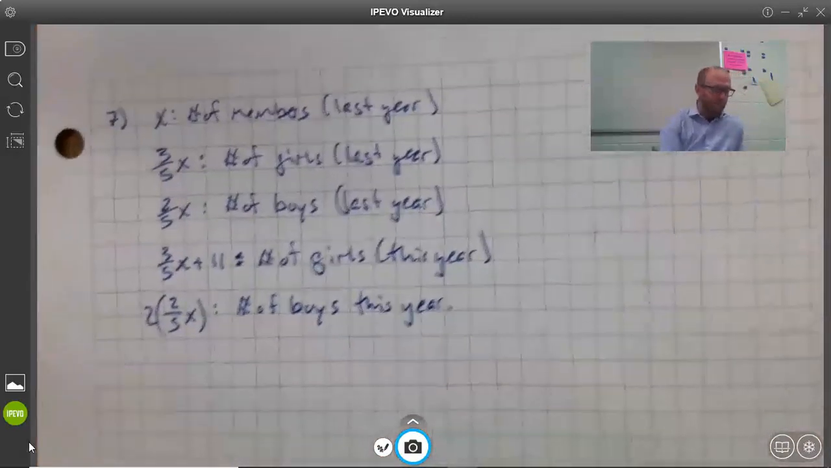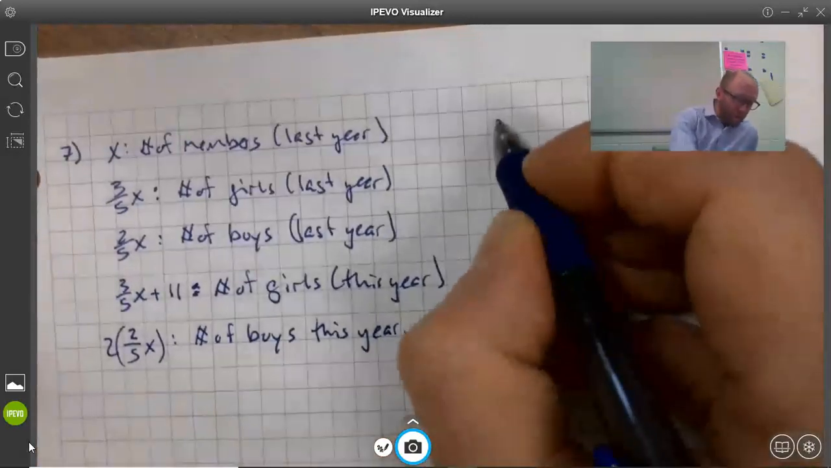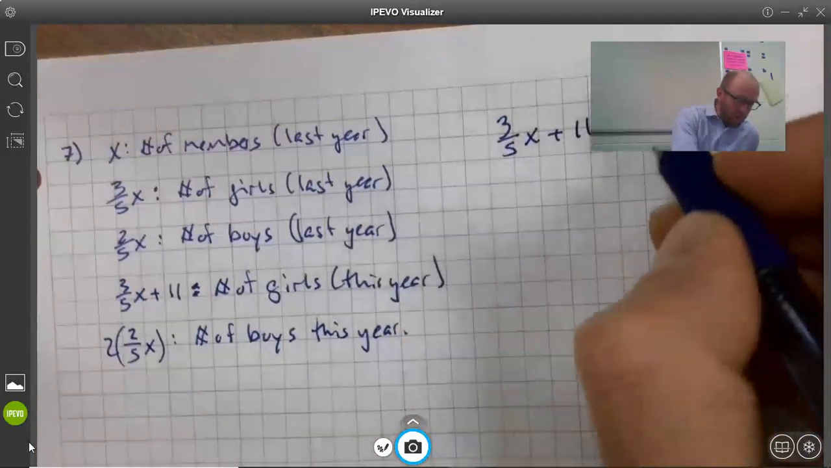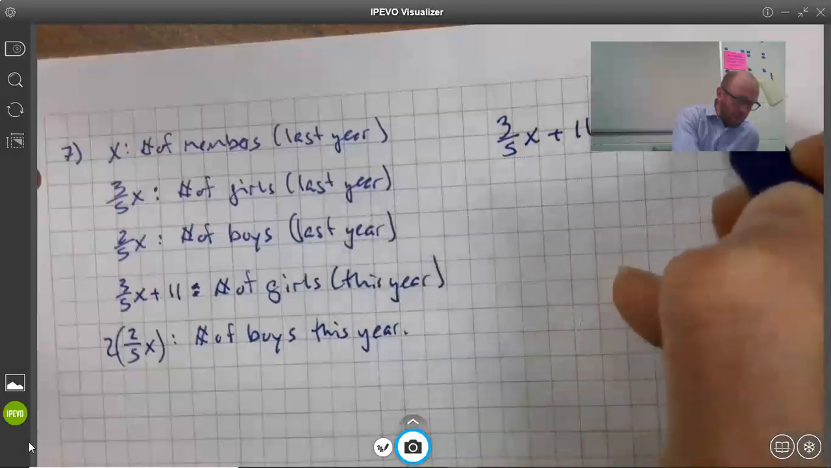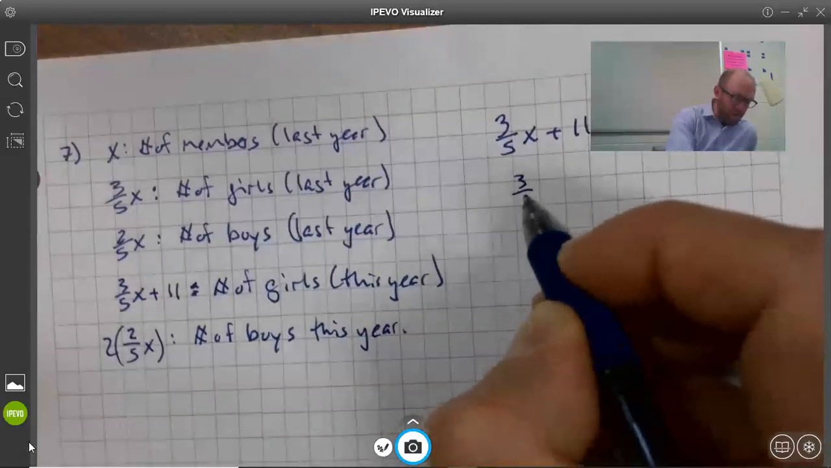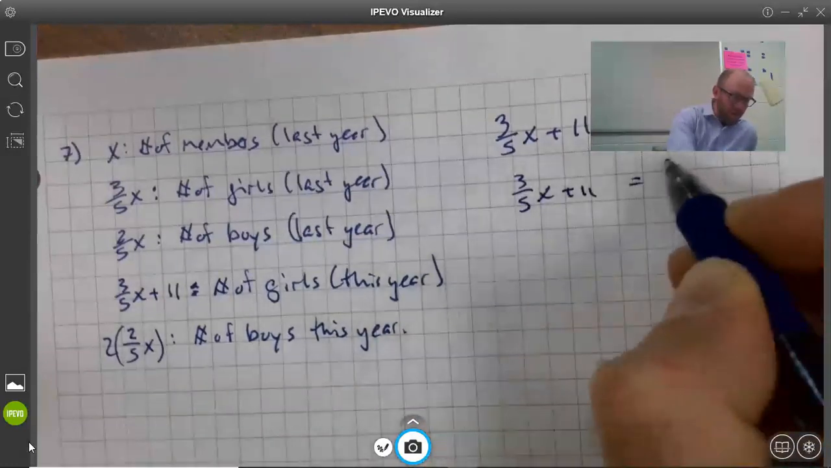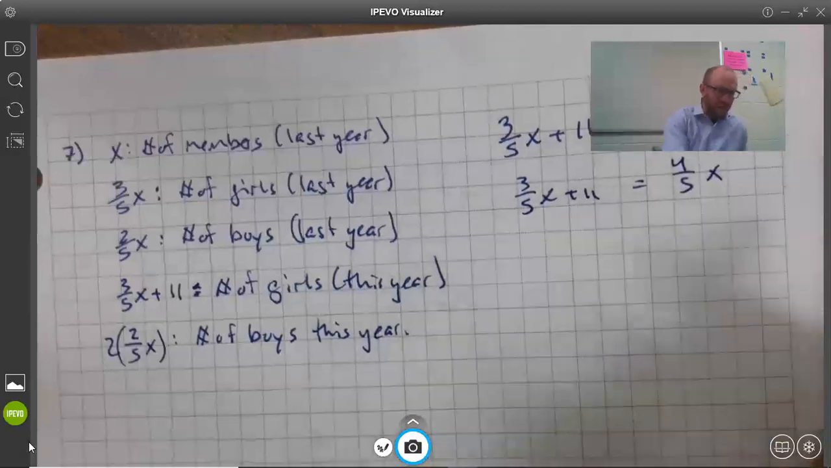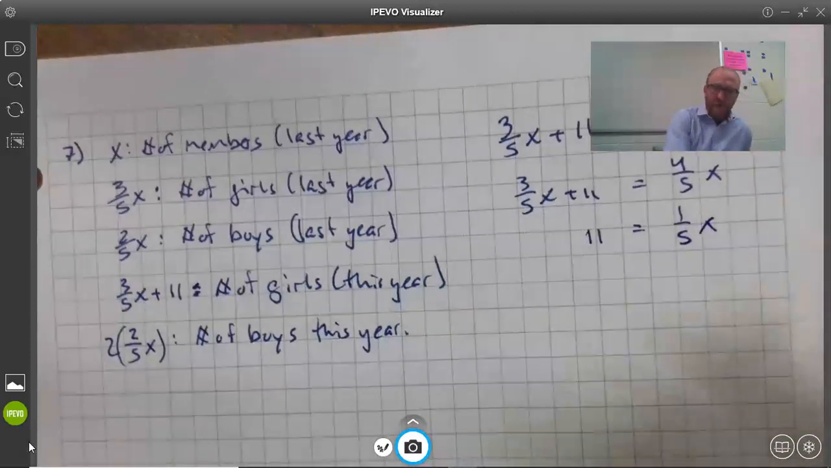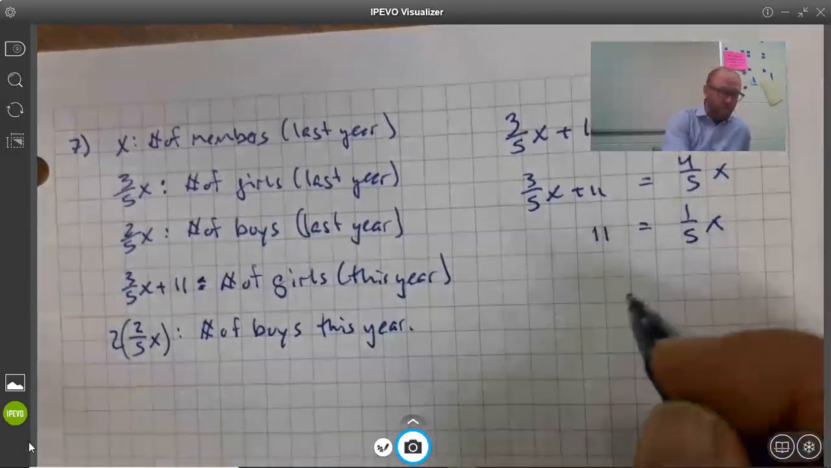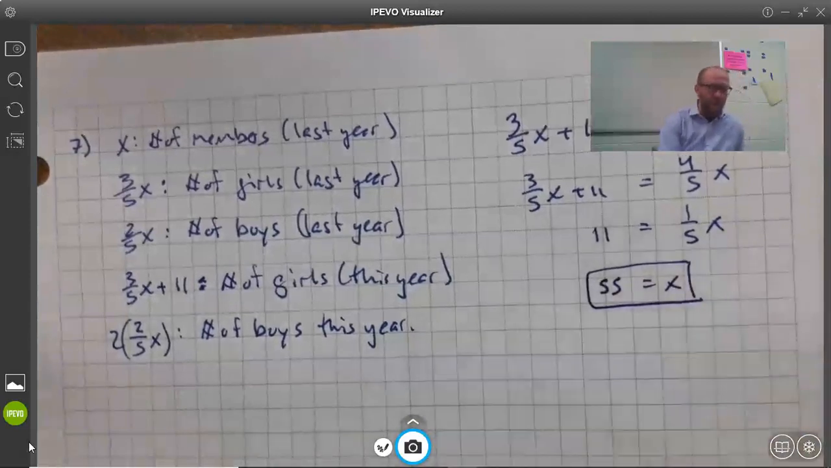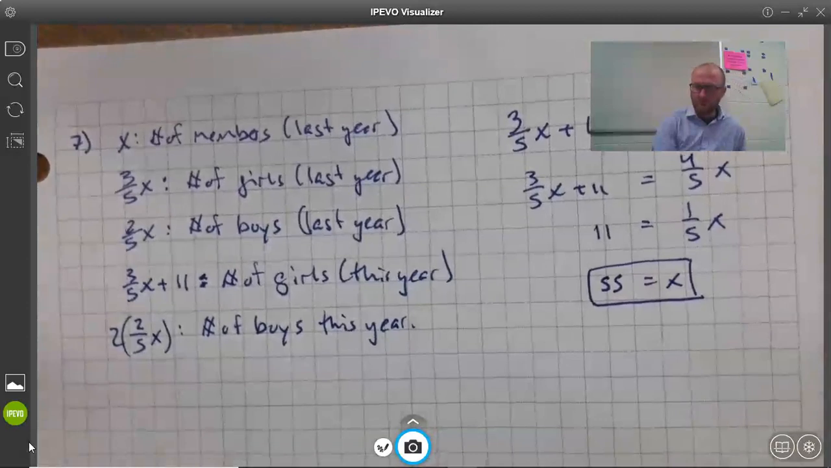this year. And so we end up with 3/5 X plus 11 being equal to 2 times 2/5 X. So let's see, this is 3/5 X plus 11 equals 4/5 X. Let's subtract 3/5 X from each side. 11 equals 1/5 X. And divide by 1/5, which is the same as multiplying by 5, gives us 55 equals X for members last year. All right, number 8.